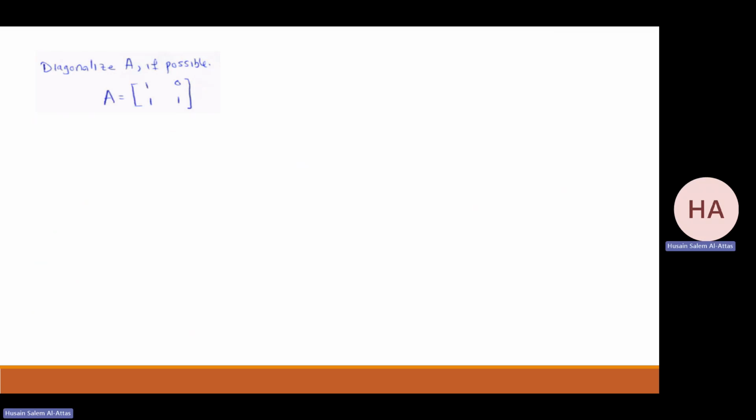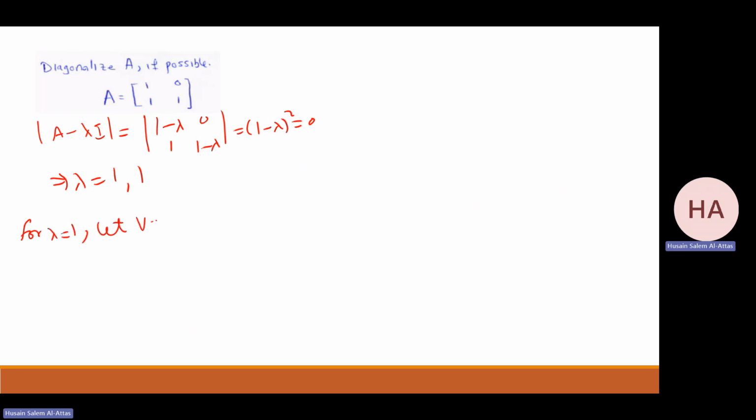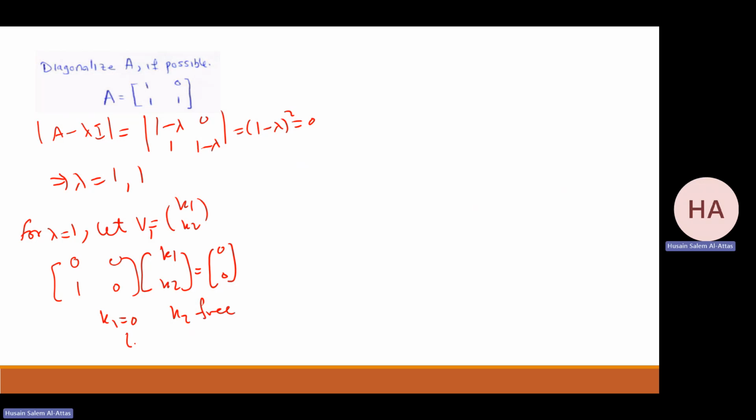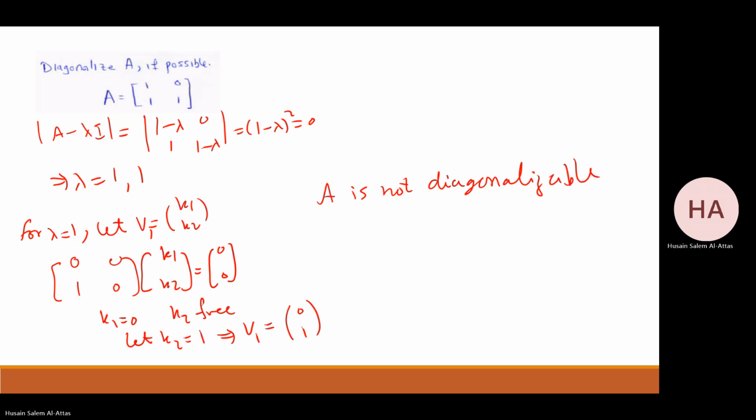Let me do another problem. Diagonalize A if possible. Let us see what will happen. A minus lambda I will be 1 minus lambda, 0, 1, 1 minus lambda. So I have (1 minus lambda) squared. So lambda will be 1, 1, or 1 with multiplicity 2. So for lambda equal 1, let me see whether I will get one vector or two vectors. V will be k1 and k2. So what will be the system? 1 minus 1, that will be 0, 0, 1, 0, times k1, k2. So I have 0 and k1 equals 0. So k2 is free. Let k2 equal 1. So I have V1 equal 0, 1. I have only one eigenvector, so A is not diagonalizable.